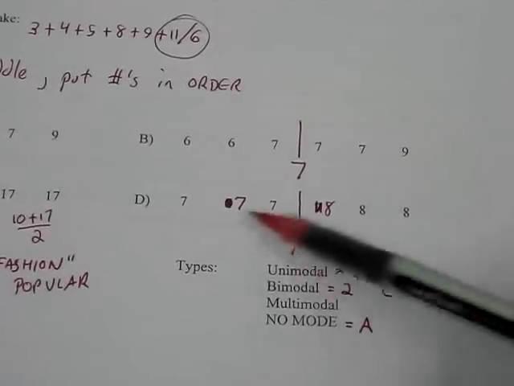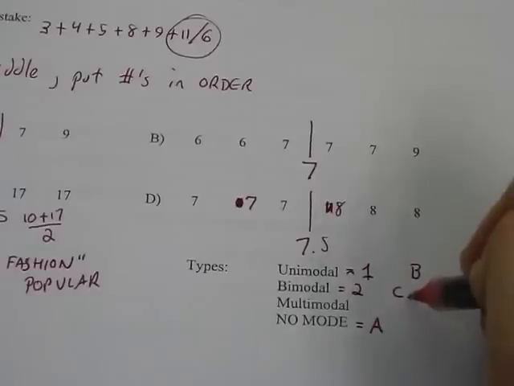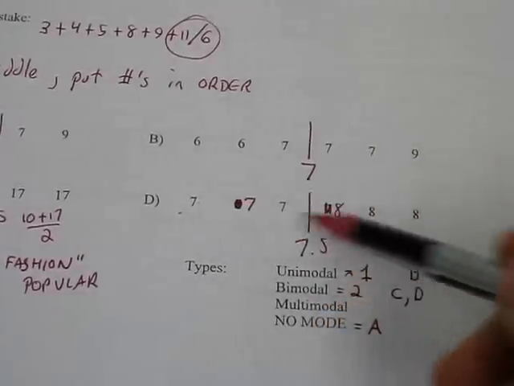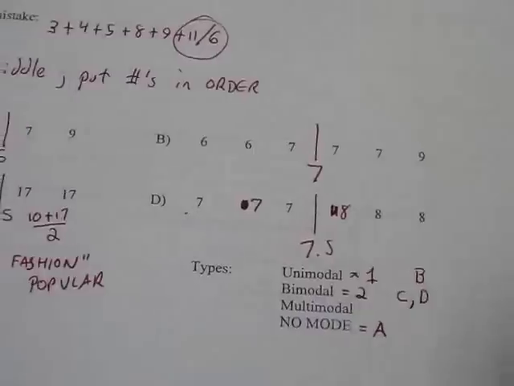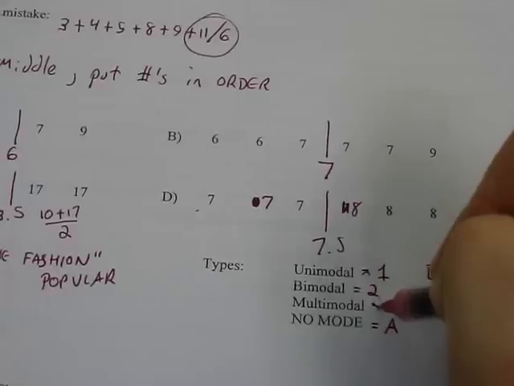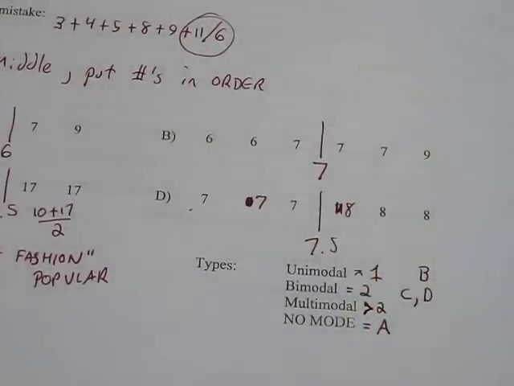Now for dataset D, you'll notice there are 3 7s and 3 8s. This is another example of a bimodal situation where they are tied with 3 apiece. Now multimodal would be if you have a data set with greater than 2 modes in it, and I don't have one on this worksheet, but that would be called multimodal, or greater than 2.